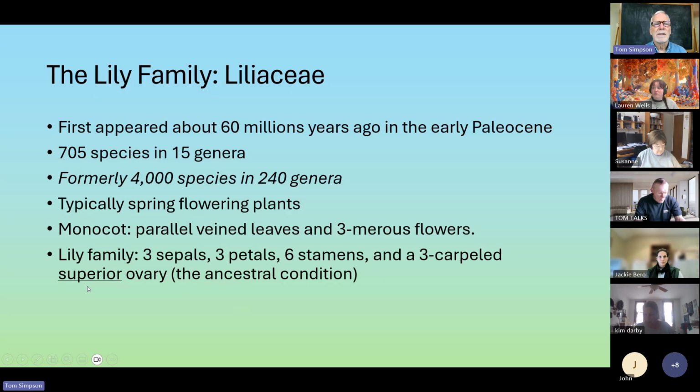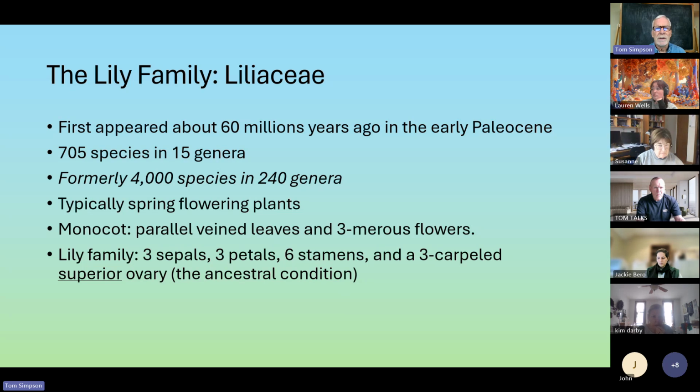Let's look at the lily family first. This is not an especially large family, though 4,000 species is certainly not small. It used to be 4,000 species and 240 genera. Now it's been refigured and it's only 700 species and 15 genera. This is one of those examples where taxonomists, through molecular biology, have reorganized classification. So if you buy one of those books on Amazon, the lily family might still be very large. And I'll give you some examples of genera that have moved back and forth recently.